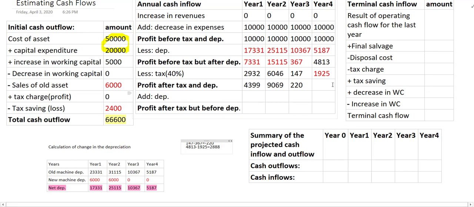How much is the amount? 2,888, right? That's all the case. So these three once again become negative. Why do they become negative? Because from this one minus this one, again it becomes negative.